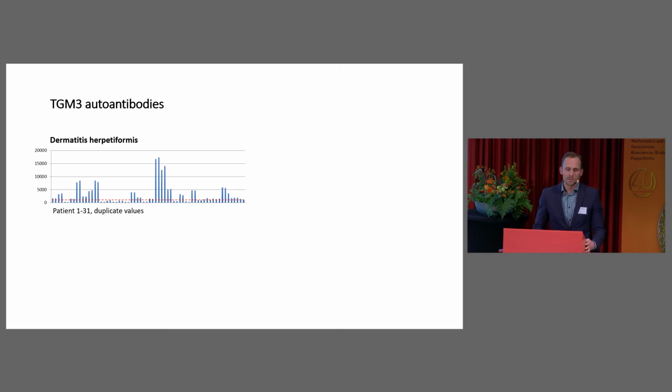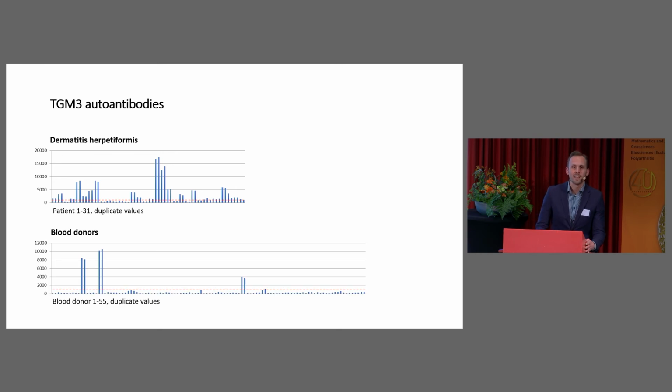Here we see results from a radioligand binding assay measuring TGM3 autoantibodies, and these are duplicate values for 31 patients. In around half of the patients, they are positive for these autoantibodies. But the only problem is that when we also investigate the healthy controls, or the blood donors, I should say, we see in 3 of these blood donors a strong response against TGM3.